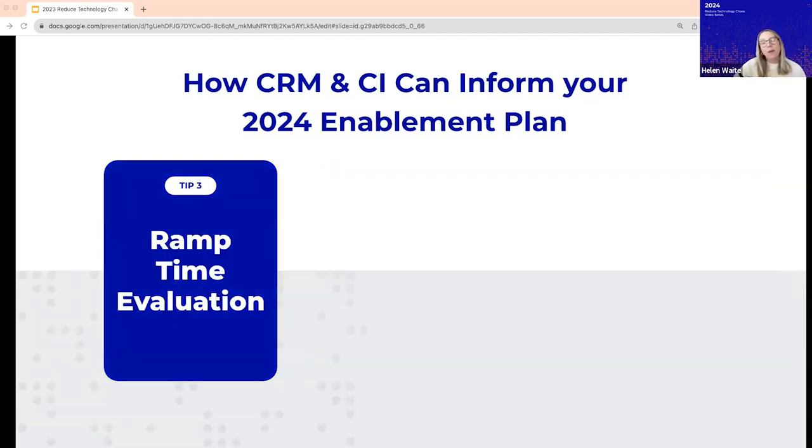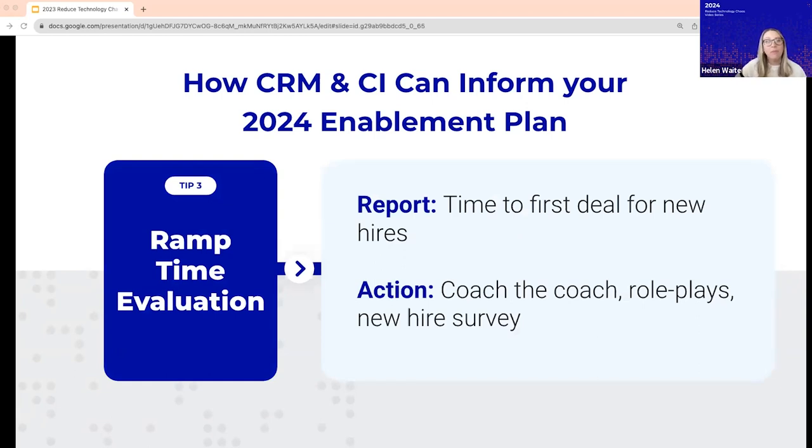And then finally, ramp time evaluation. So if you have new reps coming on board, you definitely are always looking at that time to first deal for new hires. How long is it taking for them to really get revenue in the door? That's the report you'll look at in CRM.